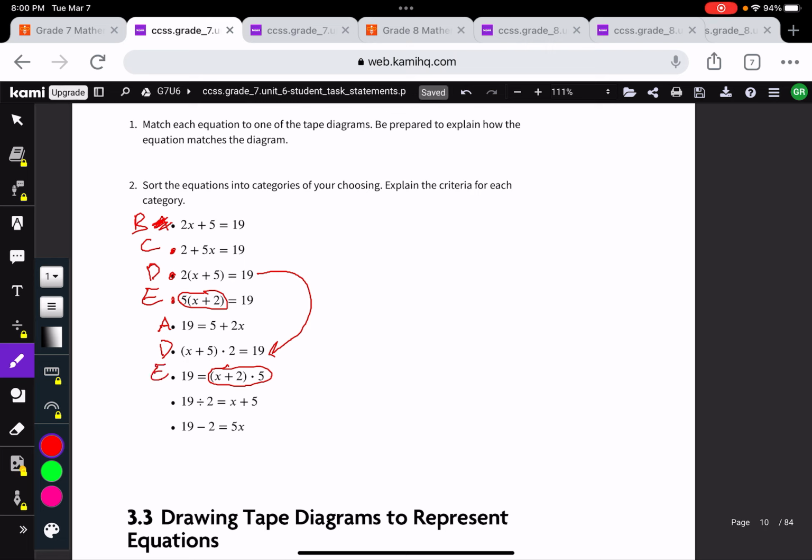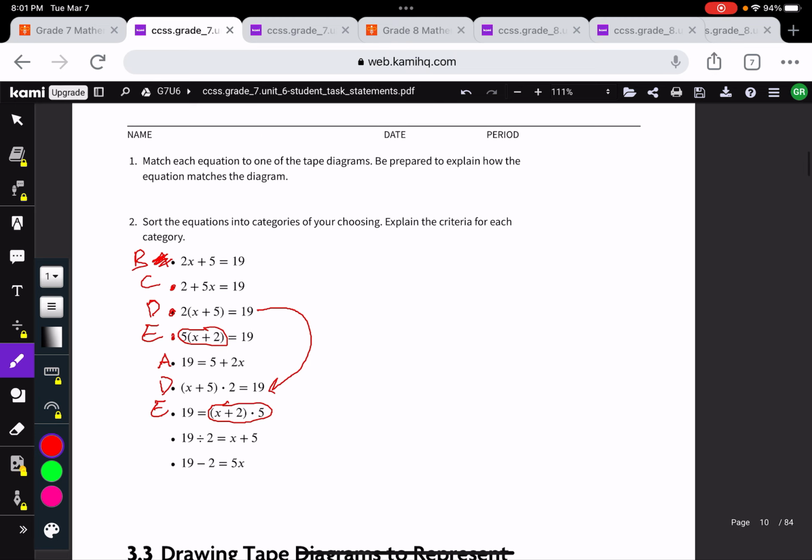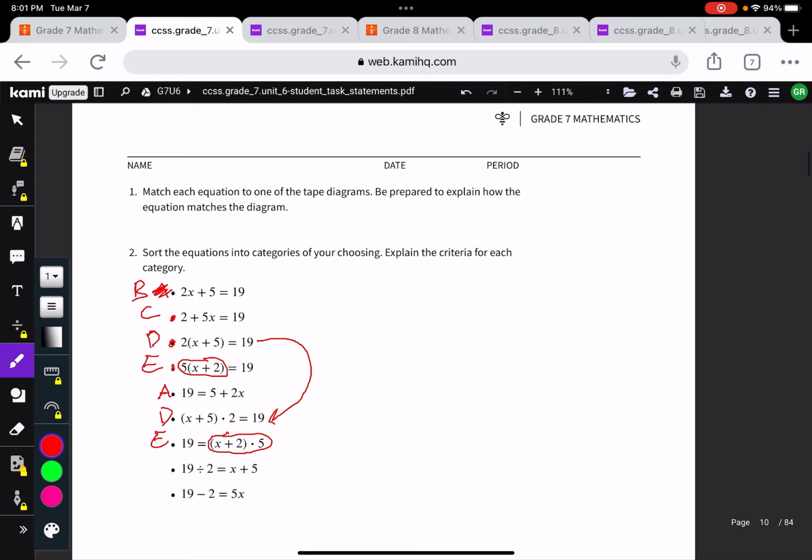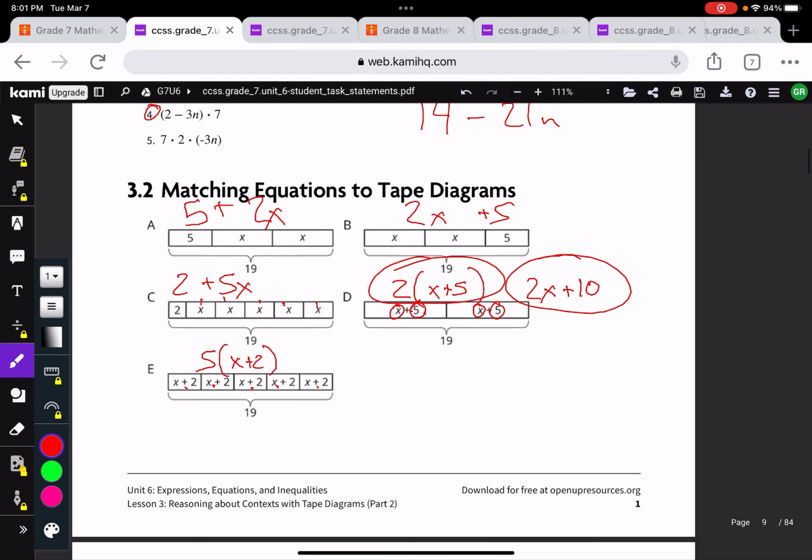Now come the whoppers. I've got 19 divided by 2 equals x plus 5, and I've got 19 minus 2 equals 5x. Well, if you want, pause this and see if you can figure out which one this goes to. There's 2 equations. I'll give you a clue. One of those equations goes with A, B, C, D, or E. And the other one goes with A, B, C, D, or E. So I narrowed it down for you.